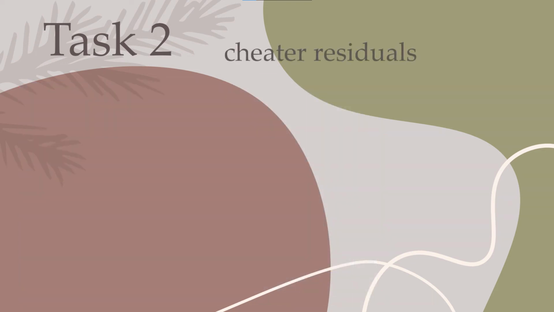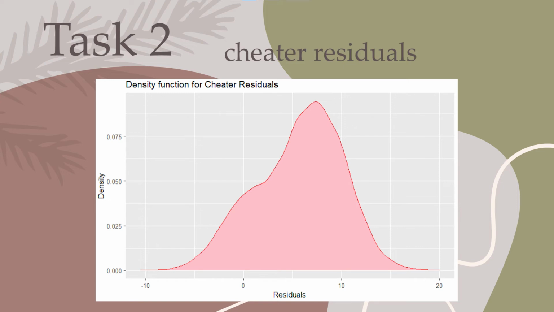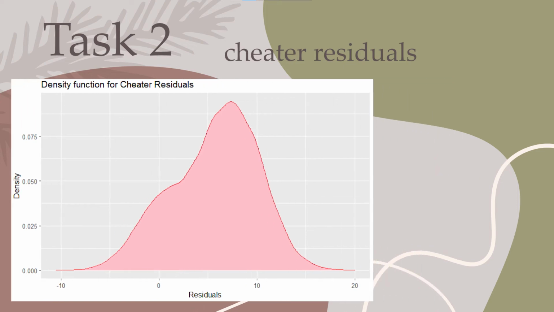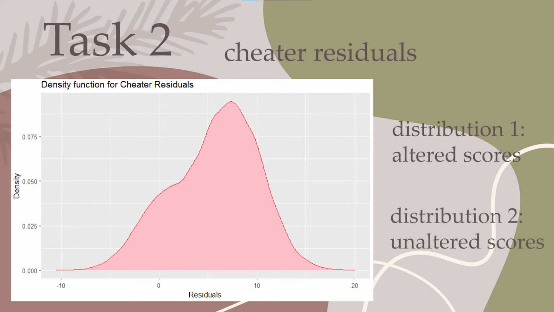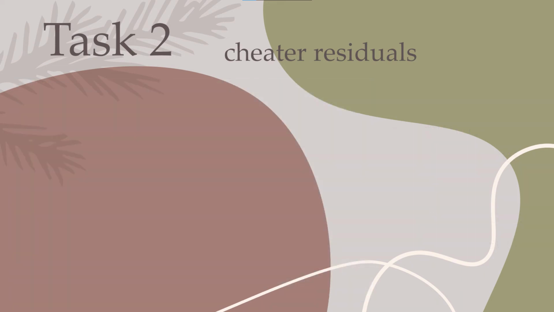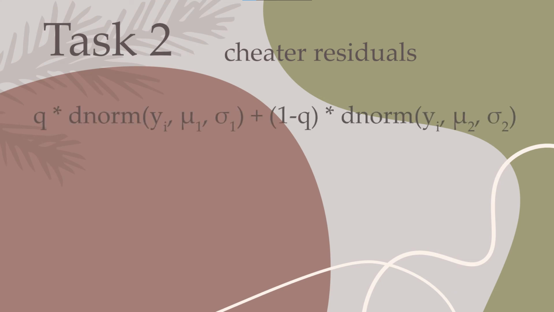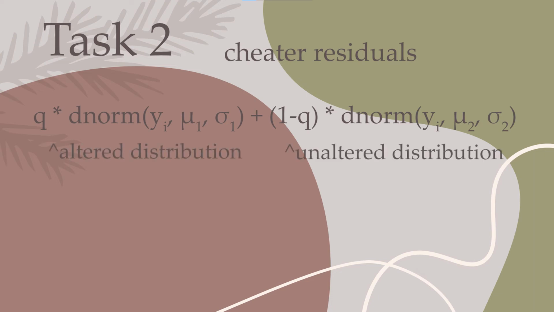The residuals for the cheating scores, however, has an interesting shape. This is because there are 2 separate distributions in this data, one for the scores the cheater teacher alters and one for the unaltered scores. We can model this distribution using the following equation. Here, our 2 distributions are for the altered and unaltered grades for cheating teachers.